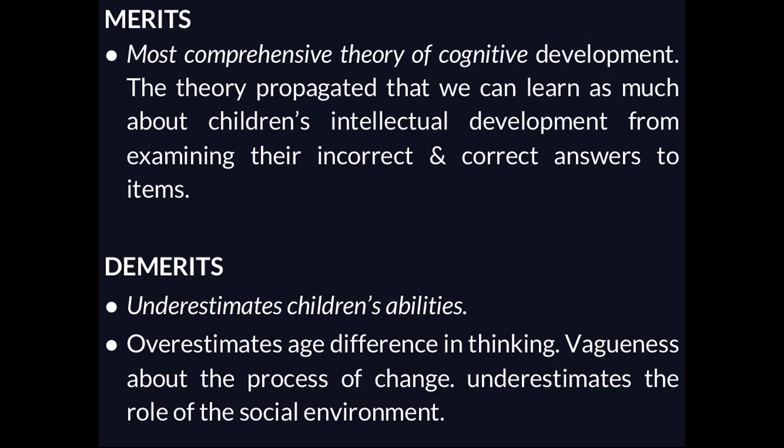So the merits of this theory are, it is the most comprehensive theory of cognitive development. The theory propagated that we can learn as much about children's intellectual development from examining their incorrect and correct answers to items. And the demerits: it underestimates the child's abilities. It overestimates age differences in thinking, and is vague about the process of change. It underestimates the role of the social environment.